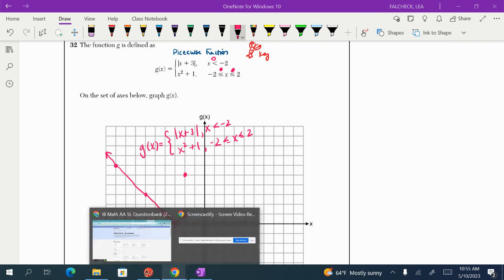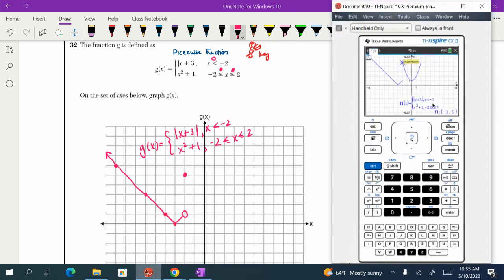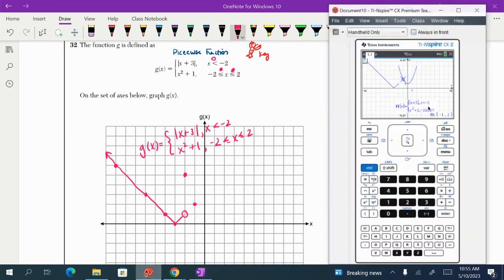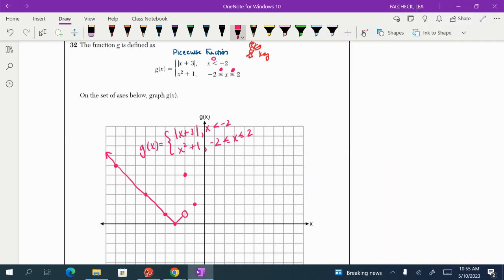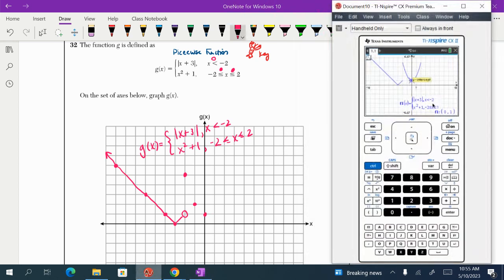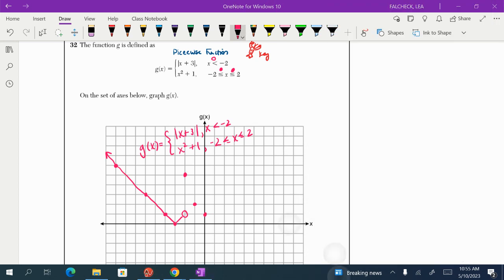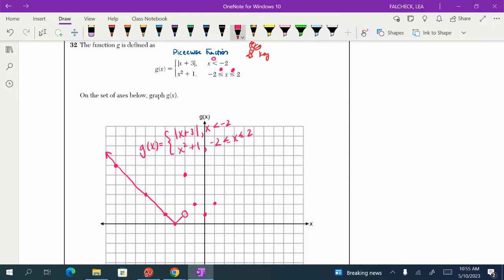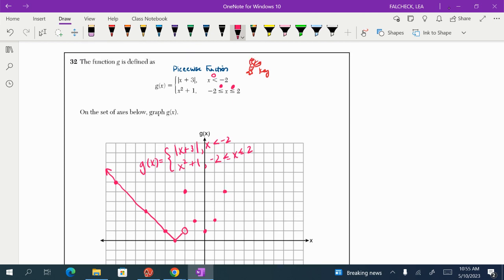And then -1, 2. And then 0, 1. And then 1, 2. And then 2, 5. I'm putting a closed circle on the end because at -2 and 2, Bertram can stay. No arrows on the end of my graph because the parabola is stopping there. Okay, that's it. Wait, what happened?